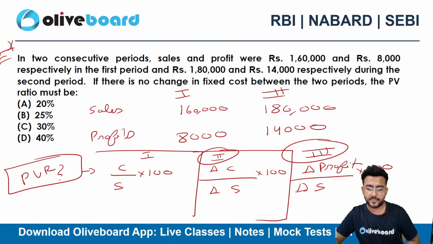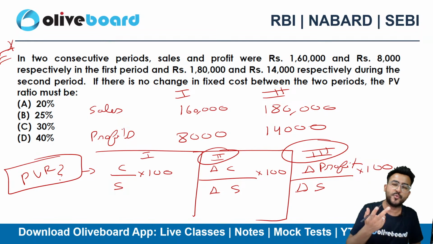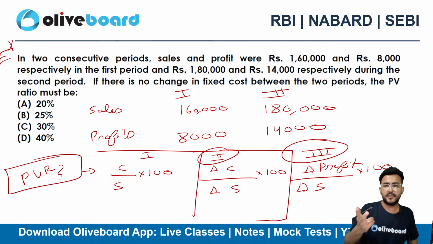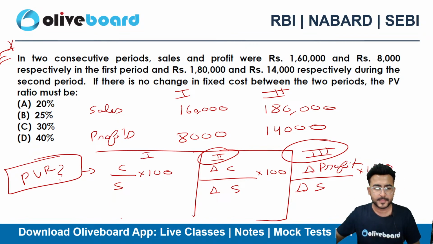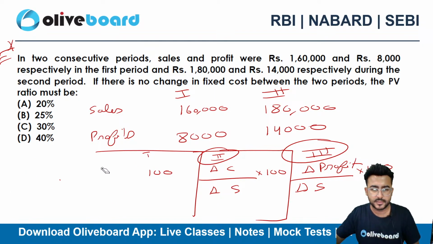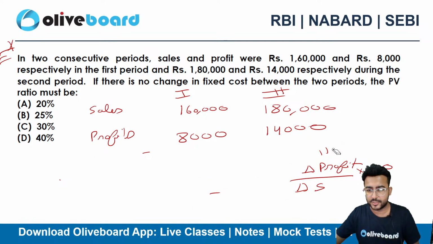Why? Because what will be the change in contribution? It will be purely profit. Contribution has two parts, fixed cost and profit. If contribution is changing, definitely it is because of profit only. So I'll be using the third formula here: change in profits divided by change in sales into 100.